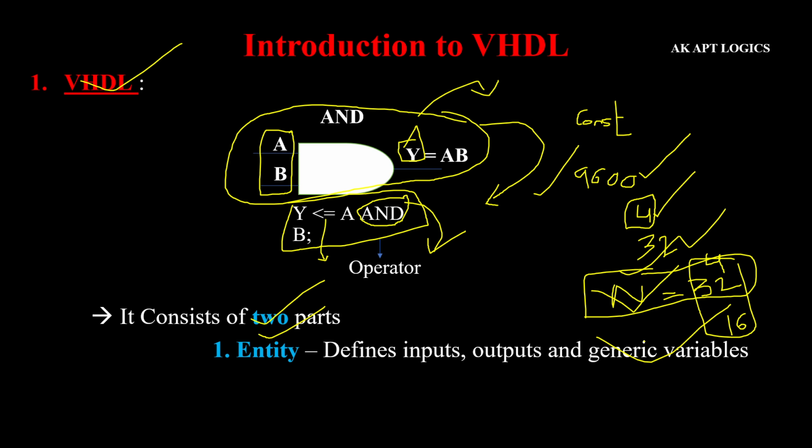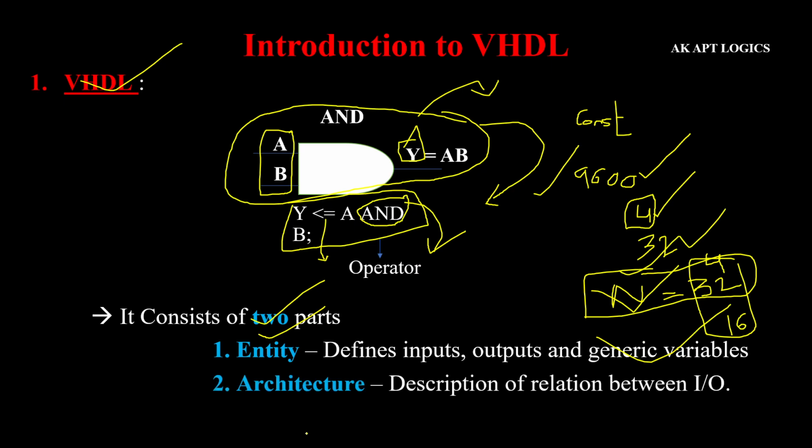Okay, constant value throughout the program. Next, the second part of the VHDL code is architecture. Architecture means it is the description of the relation between inputs and outputs.